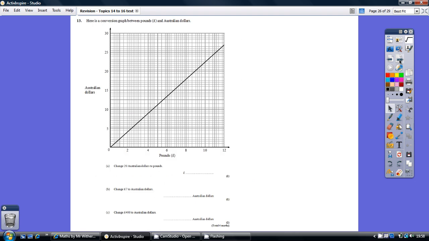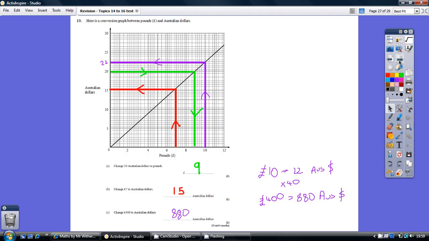Question 13, very similar, have a go. And here are the answers. Again, I'm afraid the quality of the graph isn't very good. Just make sure you understand it in principle.